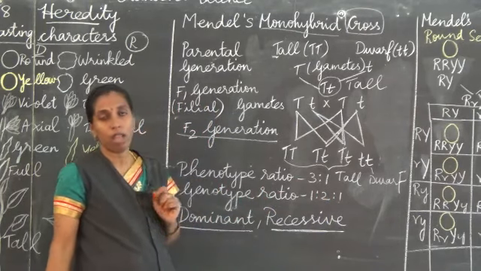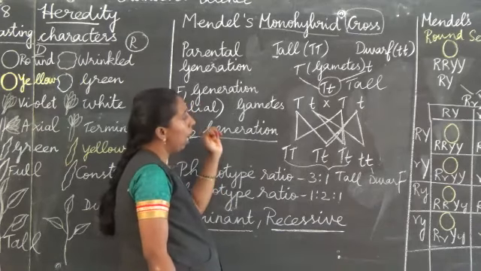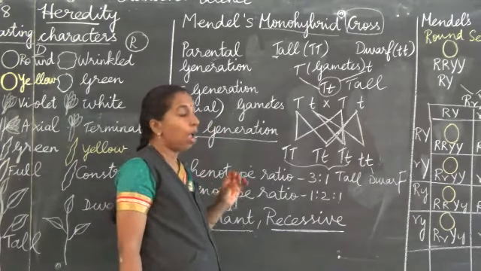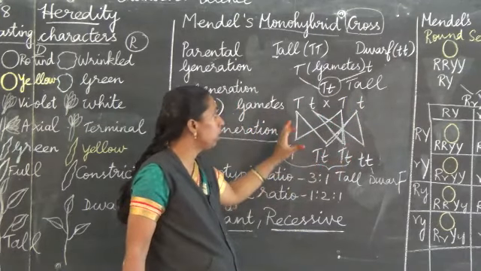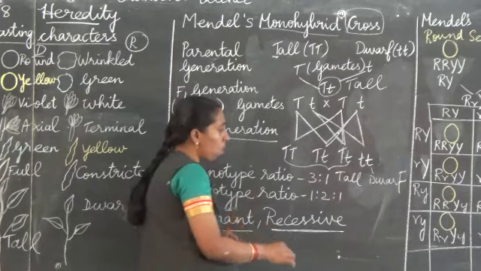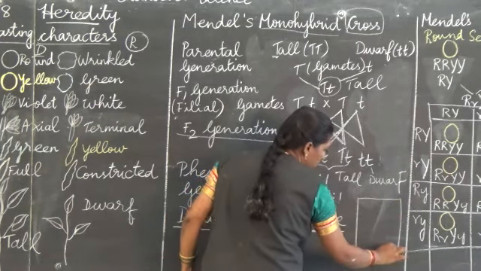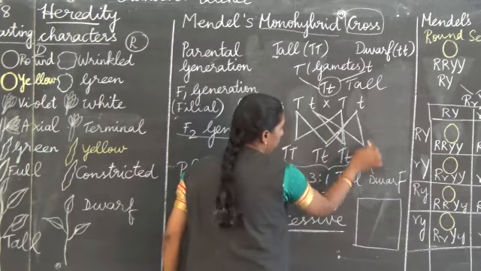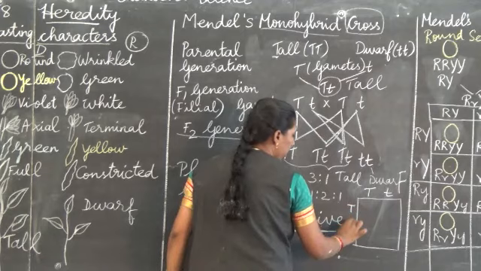Now again, we have to learn certain definitions. What is an allele and what is an allelomorph? Before learning that, this cross can be written in a checkerboard, which is called the Punnett square method. So I am just writing here the gametes: capital T, small t, capital T, small t.